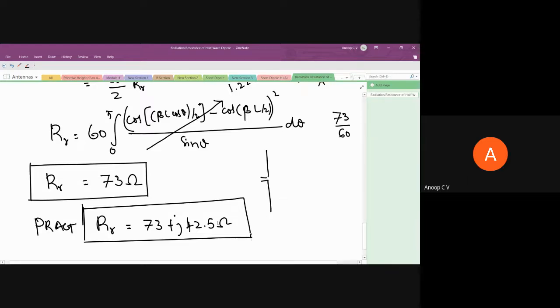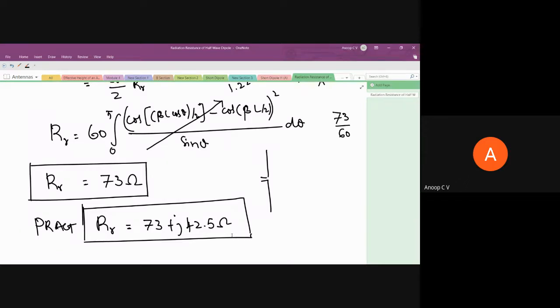So this is R_r. Practically, we don't want this reactive part, right? Reactive inductance means it will store some of the energy in the magnetic field. It won't radiate; the energy will be stored. We don't want that to happen. We want the antenna to radiate the power. We don't want it to be resonating.